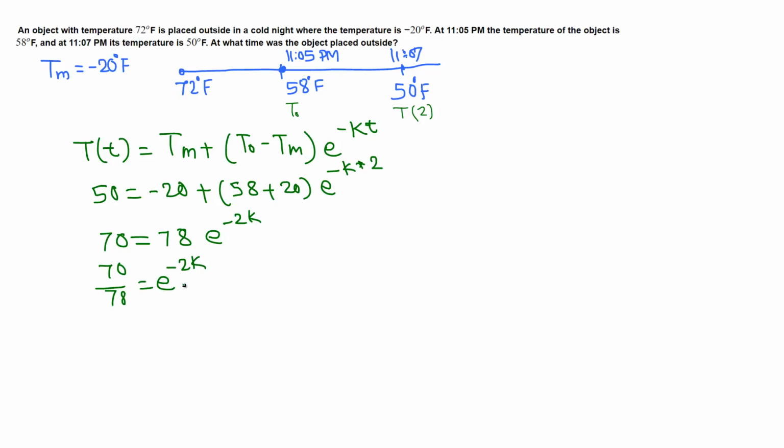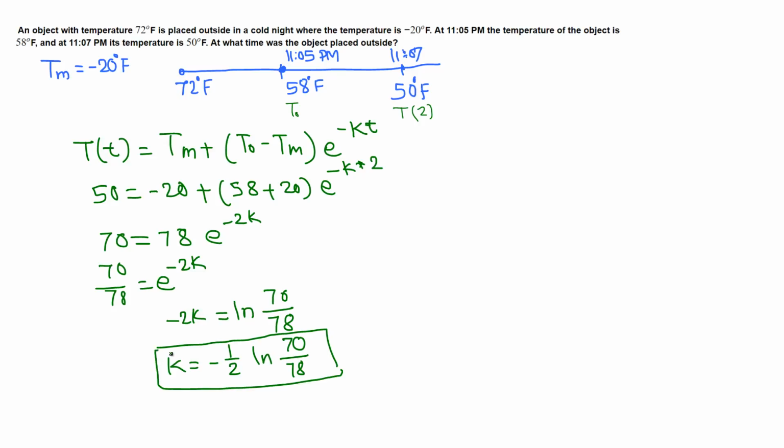Take the natural log of both sides. Negative 2k is equal to the natural log of the left hand side, 70 over 78. Now divide by negative 2 to isolate k. So k is multiplied by negative 1/2 times the natural log of 70 over 78. That's the rate at which the temperature is decreasing. You can use decimals; if you do, use at least 4 digits.